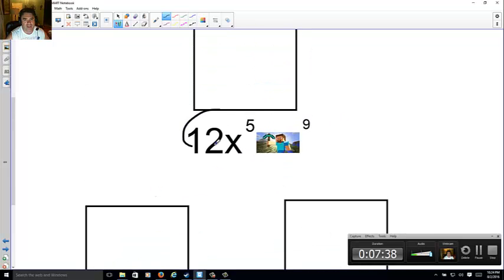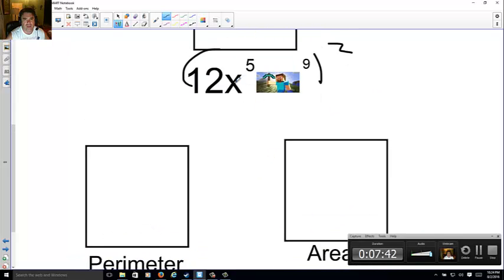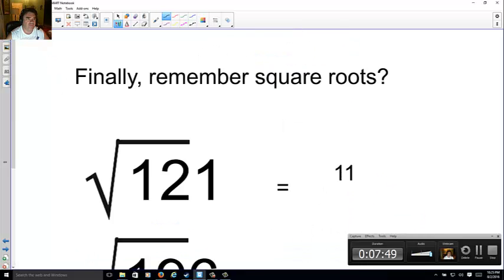Now, area, you had to square. And the area would be 144. 5 times 2 is 10, so x to the 10th. And m, 9 times 2 makes m to the 18th.